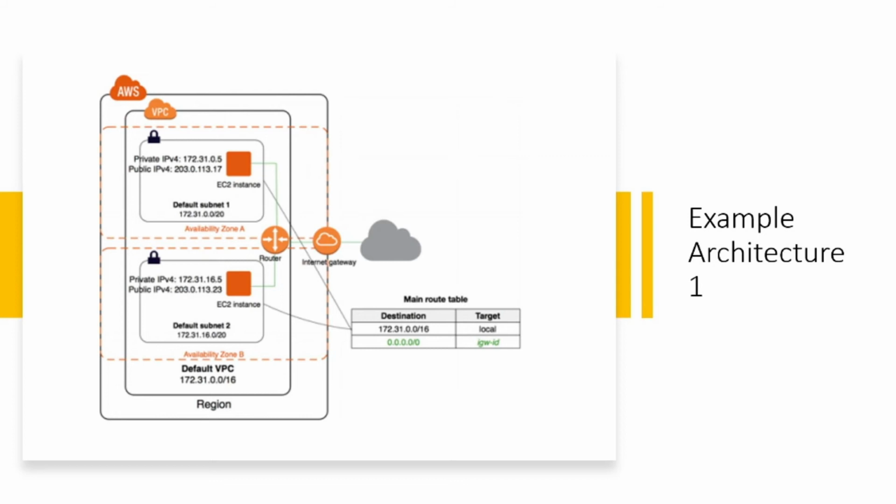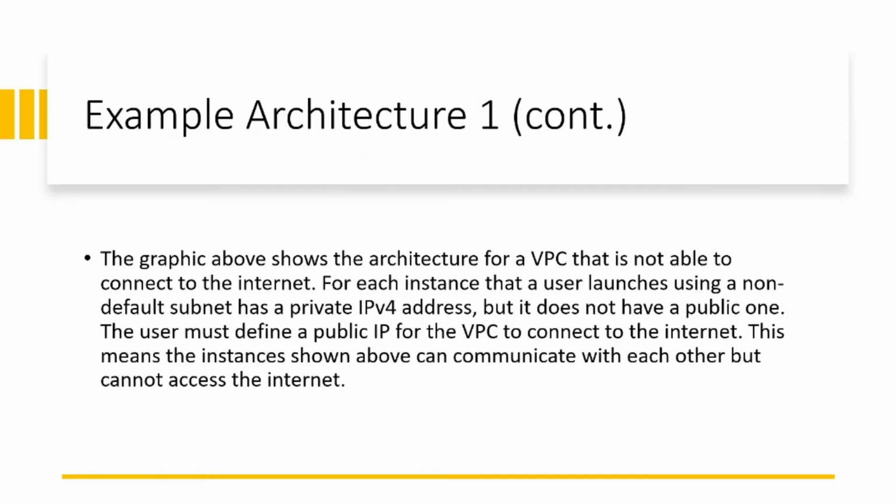Okay, so looking at a few examples of AWS VPC architecture. For the first one, this is not able to connect to the internet, and for each instance that a user launches using a non-default subnet, it gives them a private IPv4 address, but it does not have a public one. The user must define a public IP for the VPC to connect to the internet. This means that the instances shown above can communicate with each other but cannot access the internet.